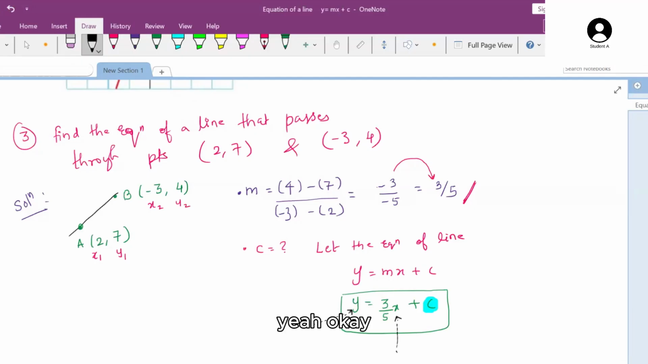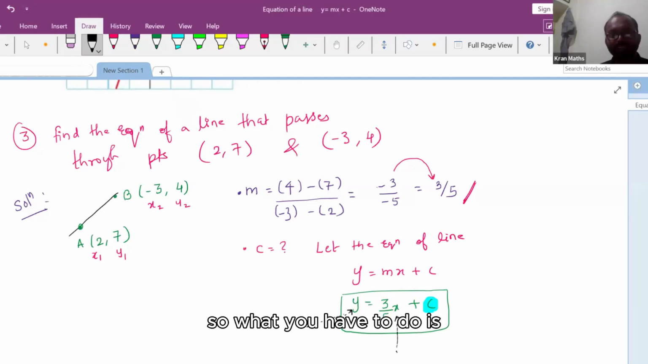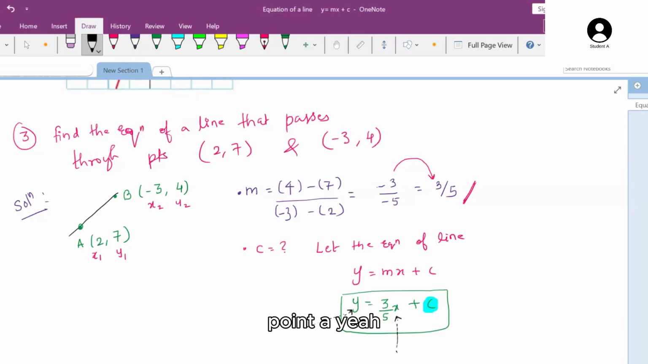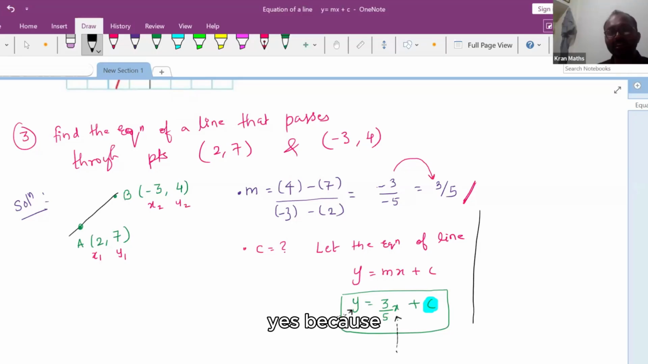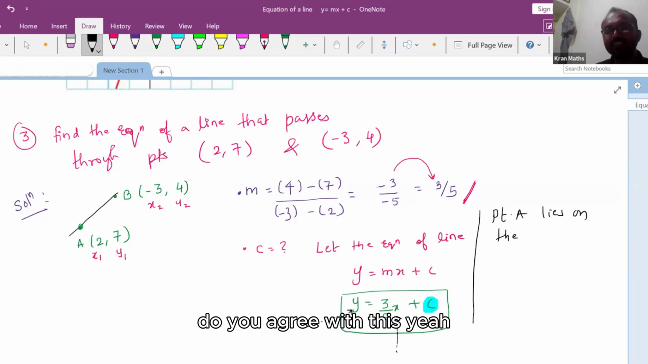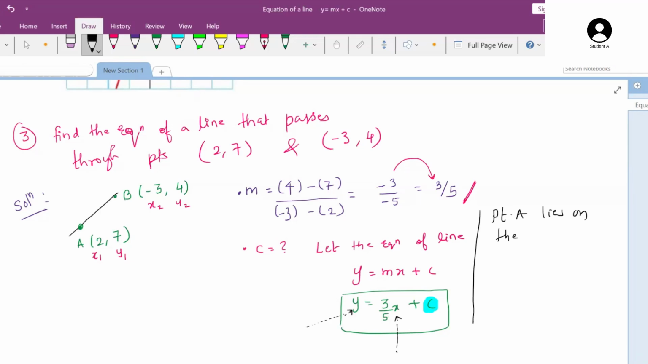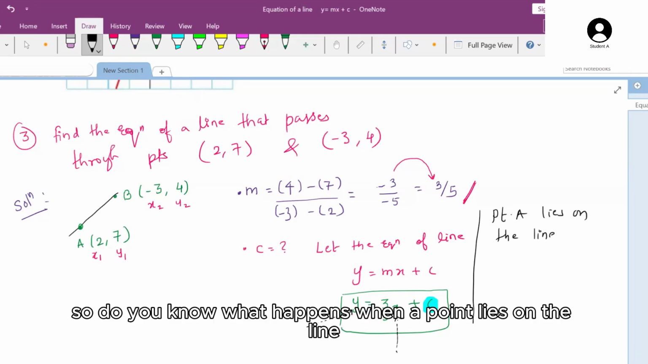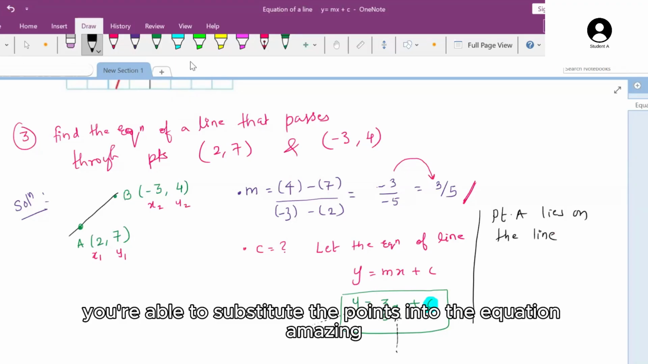Yeah. Okay, so what you have to do is, can you see point A in the diagram? Point A, yeah. Do you just substitute that in? Yes, because point A lies on the line. Do you agree with this? Yeah. So do you know what happens when a point lies on the line? You're able to substitute the points into the equation.